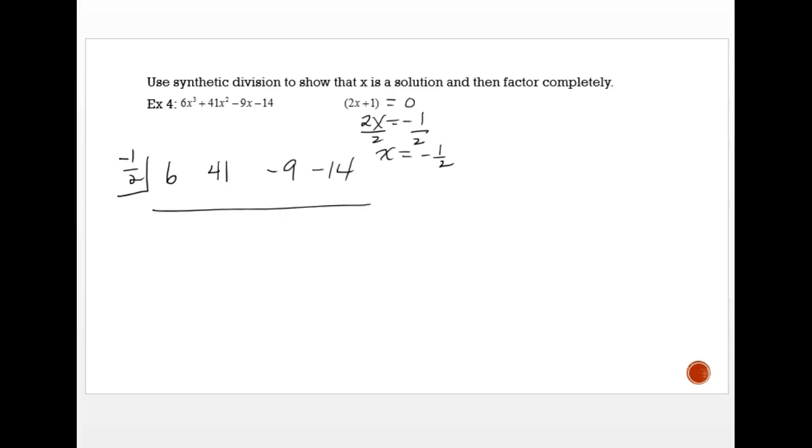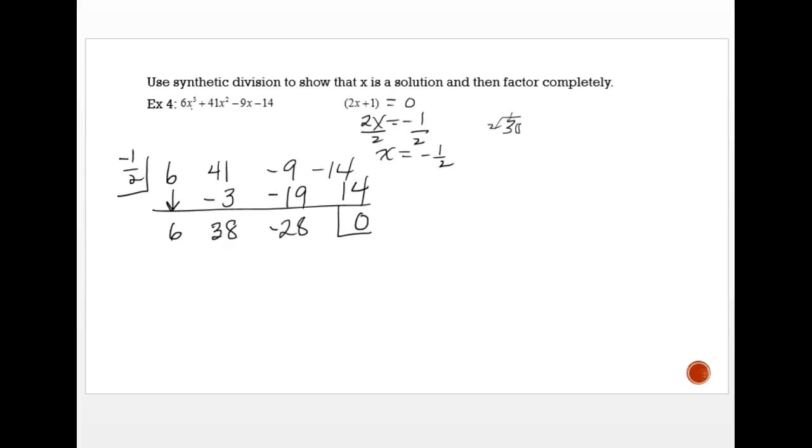Let's see what happens here. Bring the 6 straight down. 6 times negative 1/2 would be negative 3. Negative 3 times negative 1/2 is positive 38. Negative 1/2 times 38 is going to be negative 19. That gives me negative 28. Negative 28 times negative 1/2 gives me a positive 14. Phew, came out pretty. There we go.